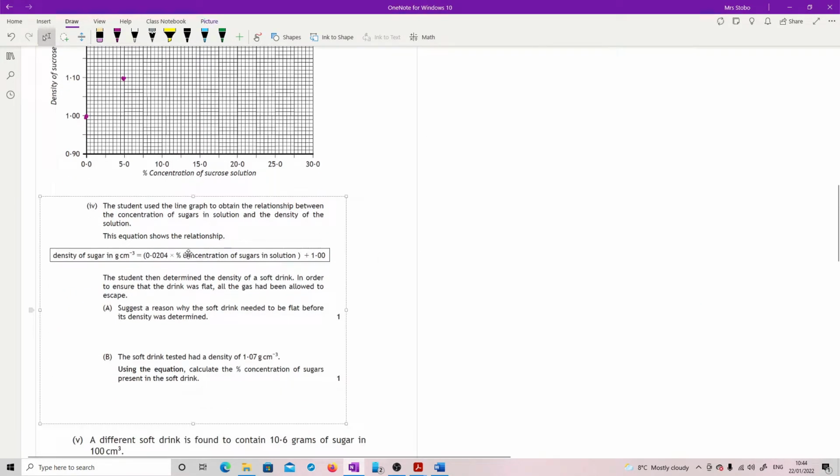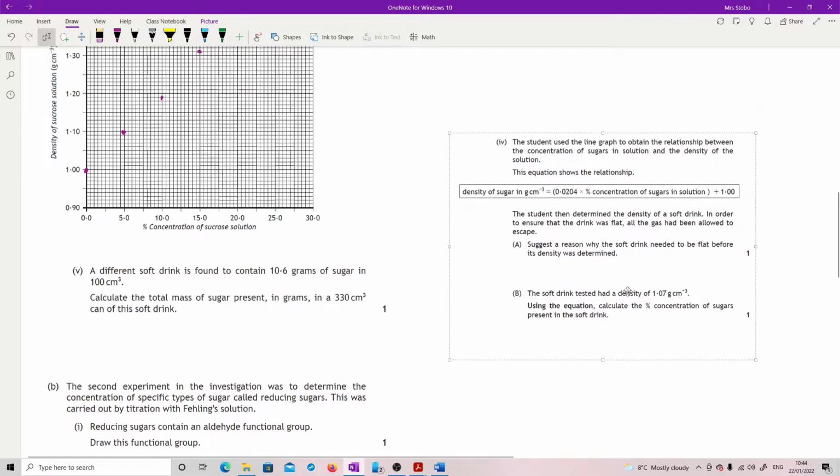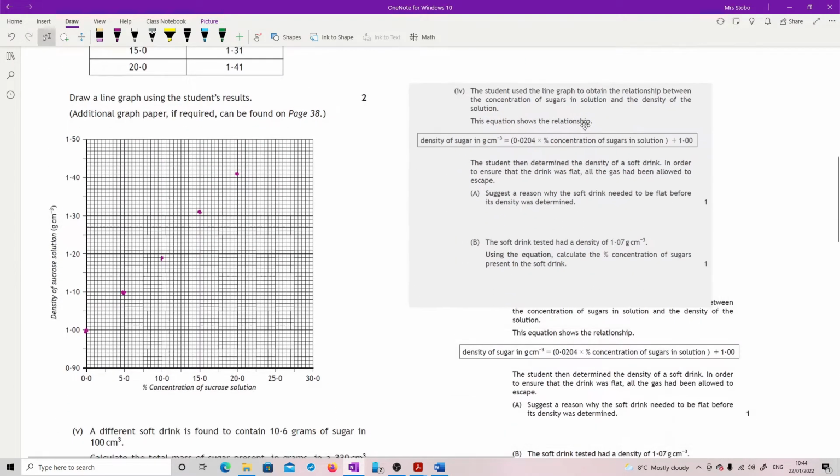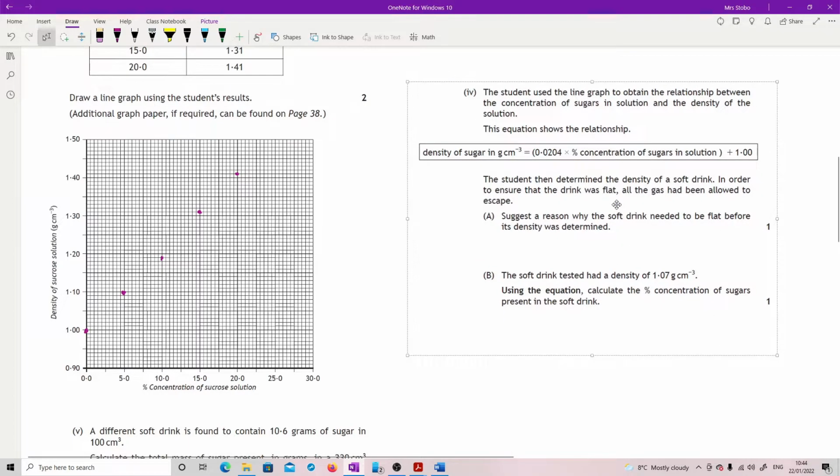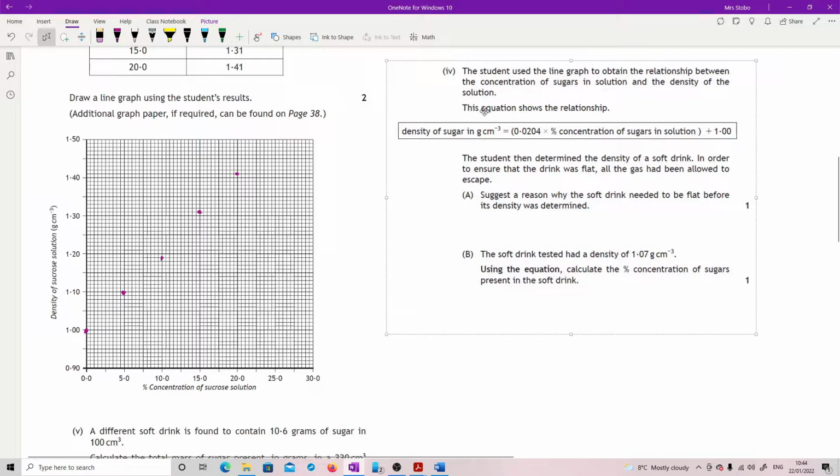The student used the line graph to obtain the relationship between the concentration of sugars in solution and the density. The equation shows the relationship. Basically they've solved it as a straight line. The student then determined the density of the soft drink, having first ensured that the drink was flat, that all the gas had been allowed to escape.